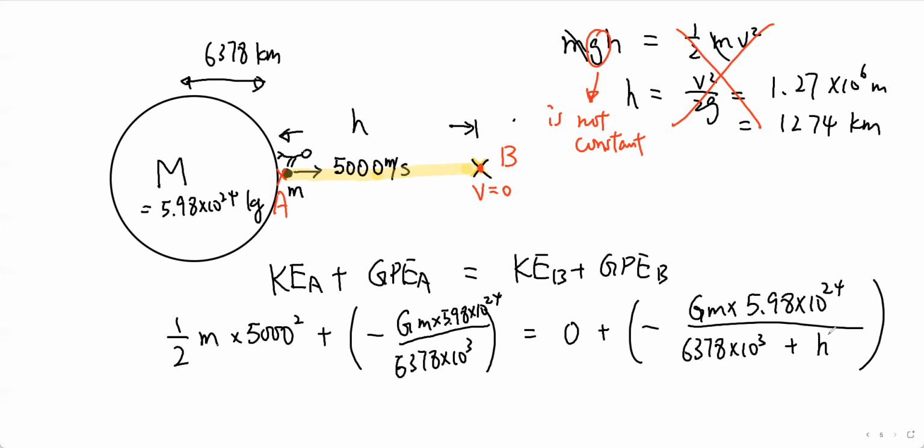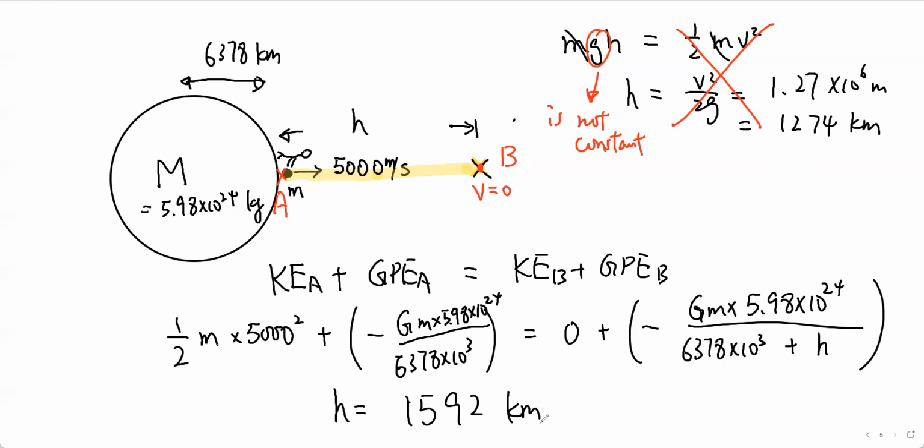So at the point B, the KE is 0, and for the GPE, remember the R is the distance from the object to the center of the Earth. So you need to use the radius of the Earth plus the height h. Then you get the height to be 1592 kilometer.